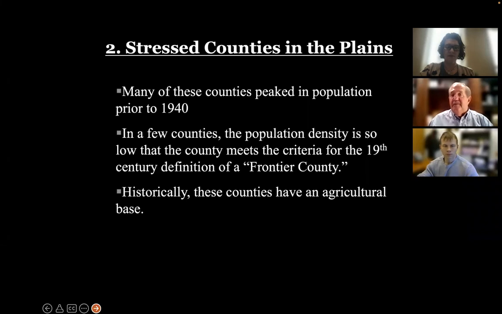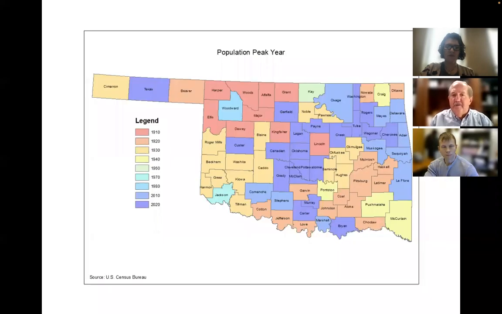As we have said, these numbers lead to some stressed counties in the plains regions, not only of Oklahoma, but also the country. Many of these counties actually peaked in population prior to 1940. In fact, for a few counties, the population density, or population per square mile, is so low that the county meets a 19th century definition of a frontier county. Historically, these counties have occurred where there's an agricultural base. Next slide, please. I love this map that Laura developed.